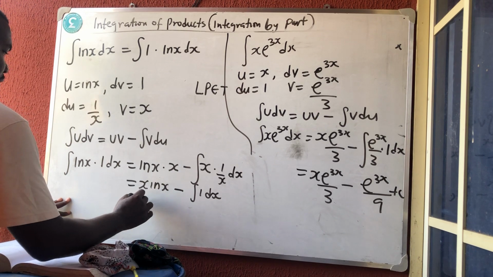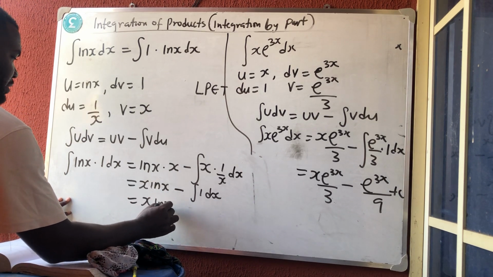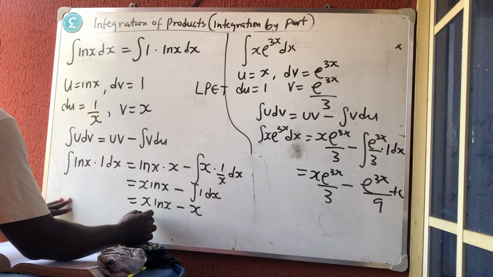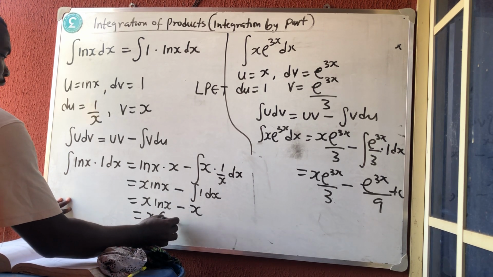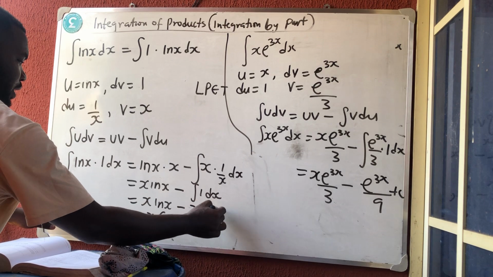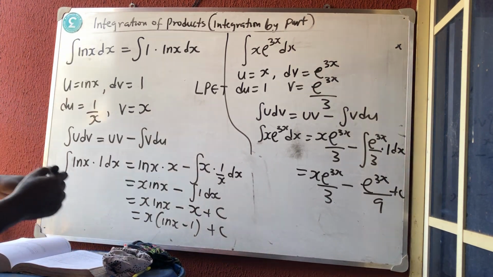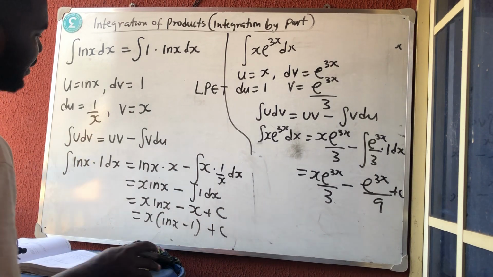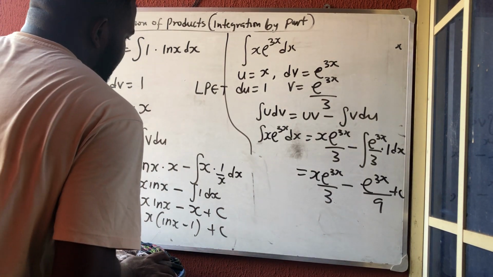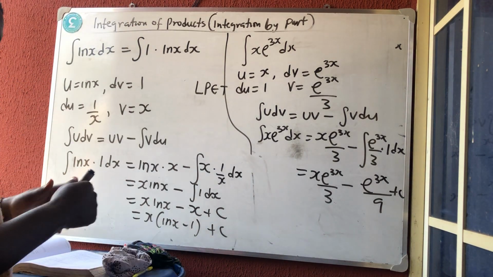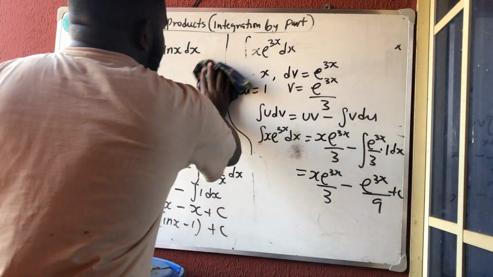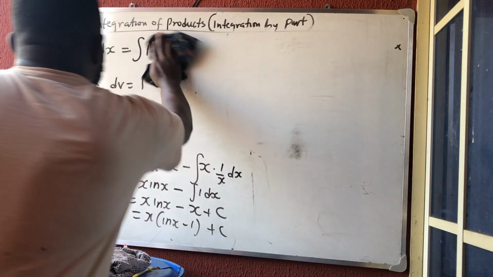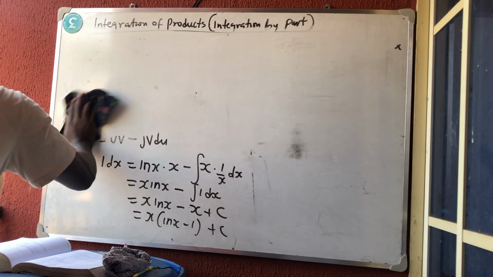So what am I having? x ln x minus integration of 1, which is x. So if I factorize, I have x into ln x minus 1 plus a constant. So that is that. So the integration of ln x is x ln x minus x plus a constant. So thank you very much for watching this particular one. Let me solve the last question before we round off for integration by parts.